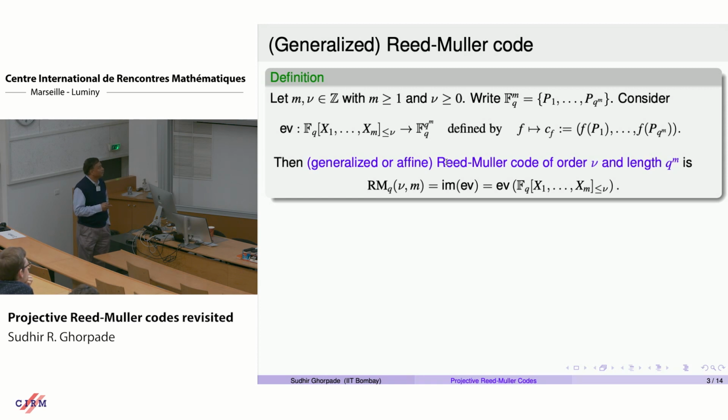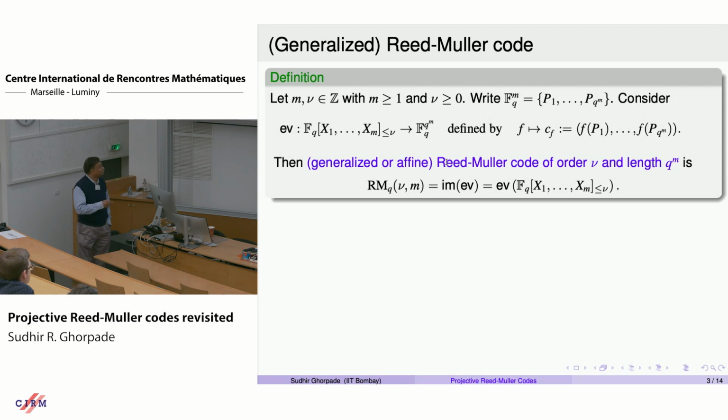I look at F_q to the power m, or if you prefer, affine m-space over F_q, and I list it in some order p_1, p_2, etc., up to p_{q^m}. Then I take a polynomial in m variables, coefficients in F_q, of degree at most ν, and simply evaluate it at each of the points of this m-dimensional vector space, or m-dimensional affine space.